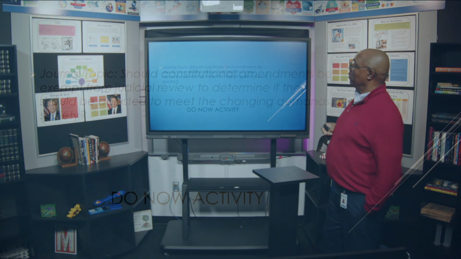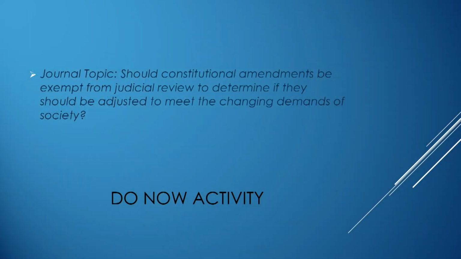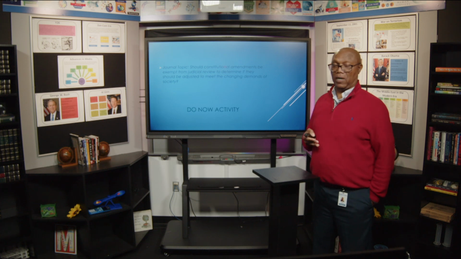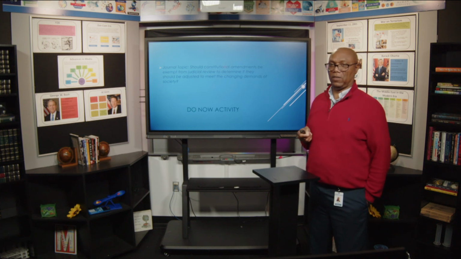All right, we're going to start with our do now activity. We have a journal topic here, and just as we always tell you to do, take out your journals and write down this question. Take some time, think about it and formulate your answer. Should constitutional amendments be exempt from judicial review to determine if they should be adjusted to meet the changing demands of society? So go ahead, at this time, contemplate your answer, write it down, and we'll talk about it on the other side.